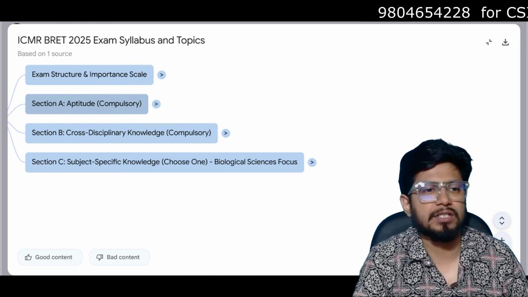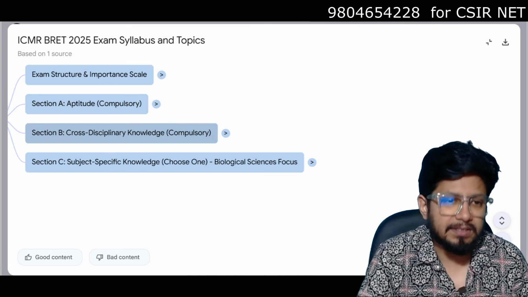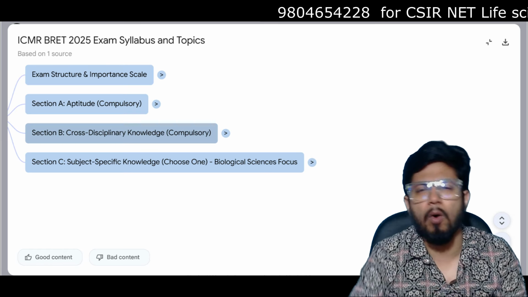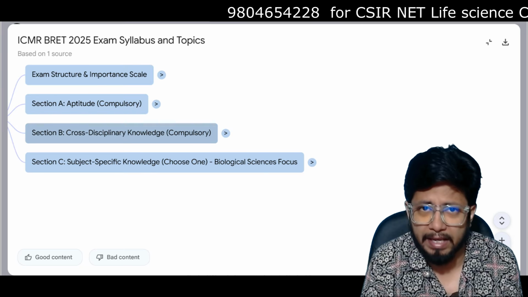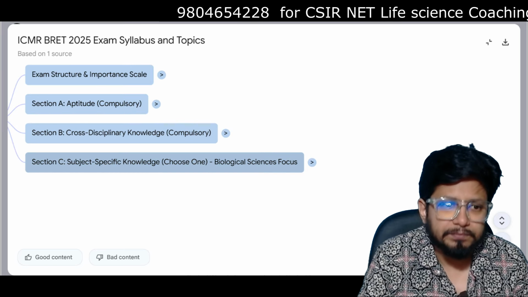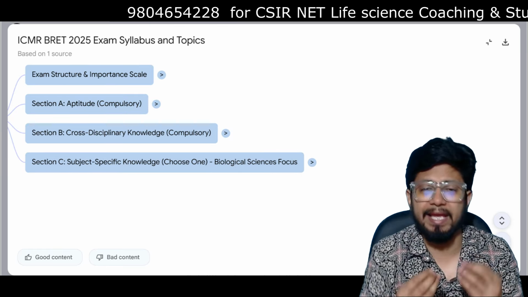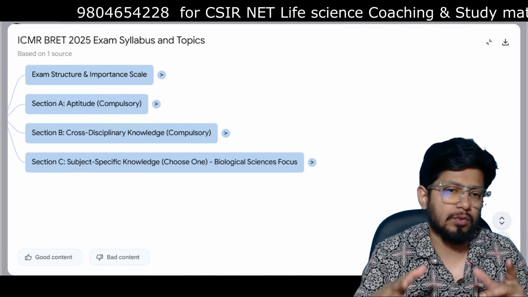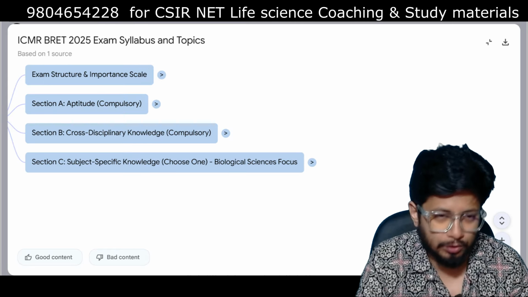So there are 3 different sections. Section A is the aptitude section, which is compulsory for everyone. Section B is cross-disciplinary knowledge, which is also compulsory, and that is from all the different sections of life science. Basically anything that comes under the umbrella of life sciences is a part of section B. Section C is subject specific knowledge. You need to choose any one subject, and while filling up the form you need to select your subject. Whichever subject you selected at the time of form fill up, section C is going to be for that subject.